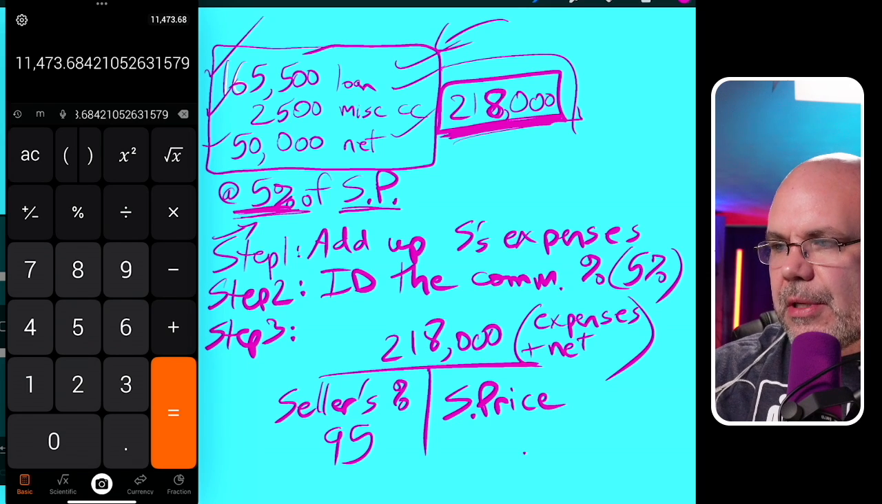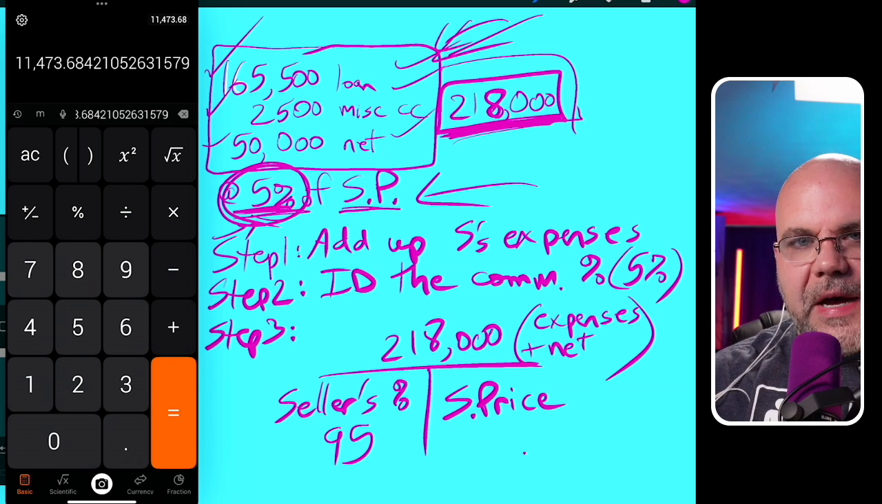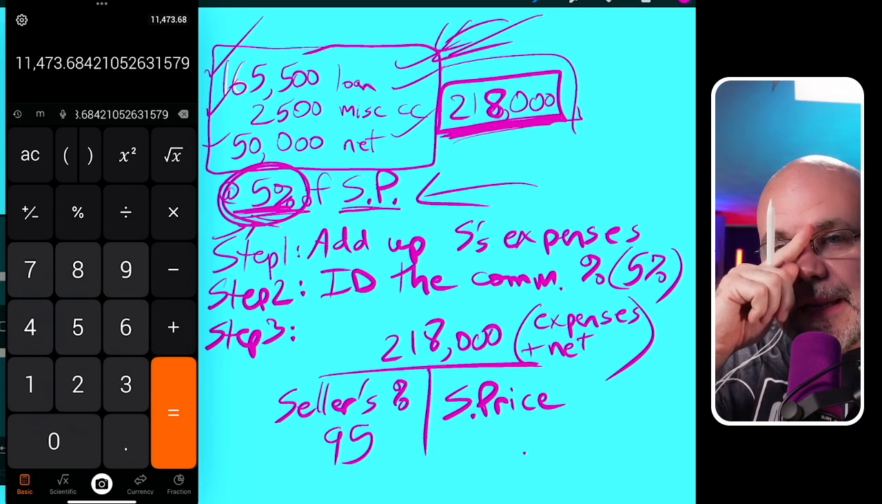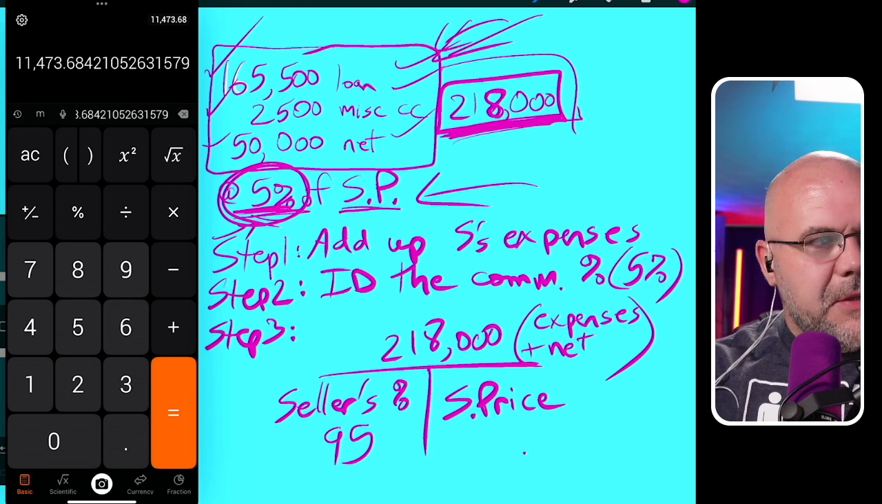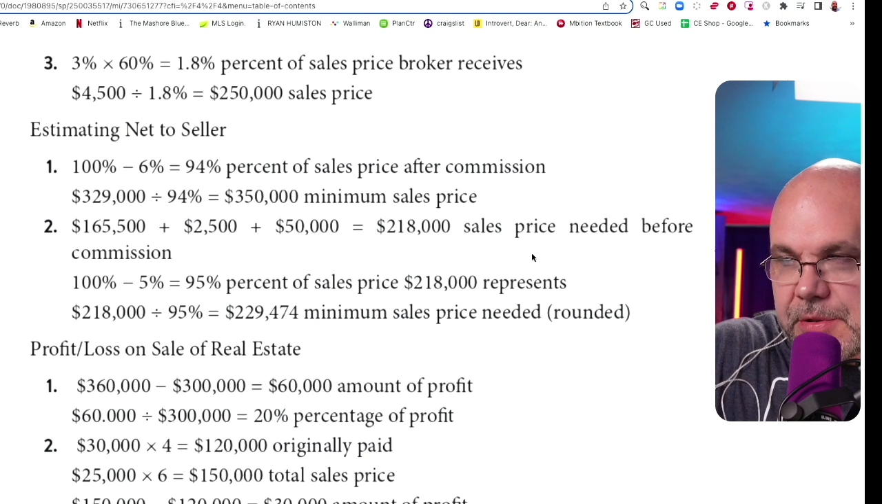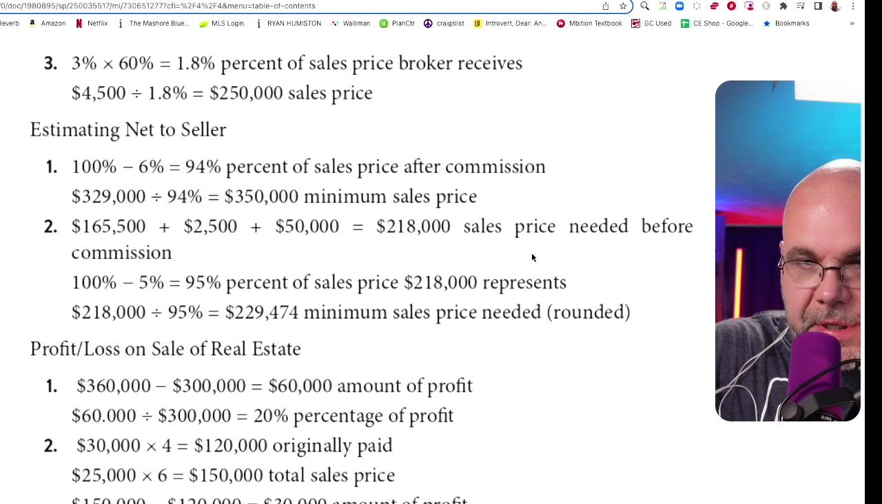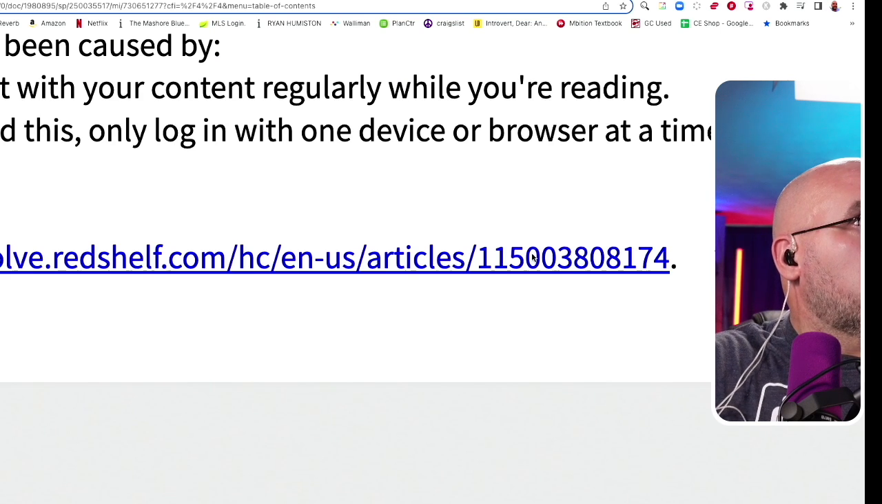To accomplish being able to pay, first of all, your 5%, and then their obligations, $165,500 for the loan, $2,500 miscellaneous, and then ending up with $50,000 in their pocket so they can go buy the next house. Flip over a couple of pages in your book and you'll see the answer. Estimating net to seller number 2, they took the $165,500 loan payoff. They added the $2,500 miscellaneous. They added the $50,000 the seller needs to end up with. That added up to the $218,000. Oops. Oh boy.